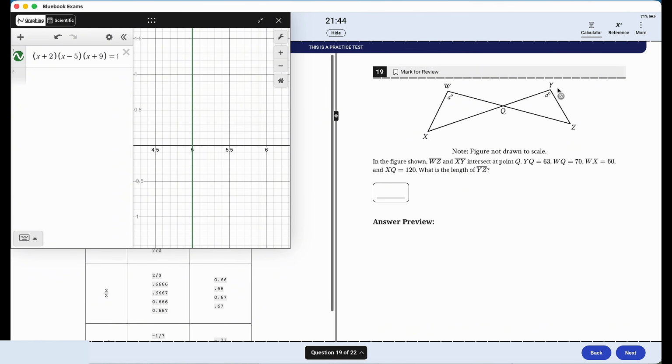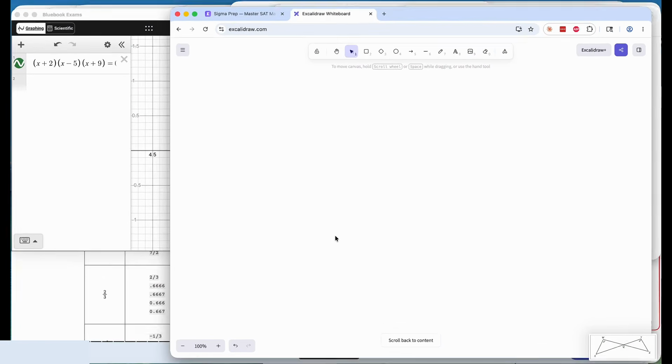Next one here. This is going to be similar triangles, right? When you see 2 triangles, it's probably similarity. That's like one of their favorite things to ask. Let me just copy this over so we can draw on this.